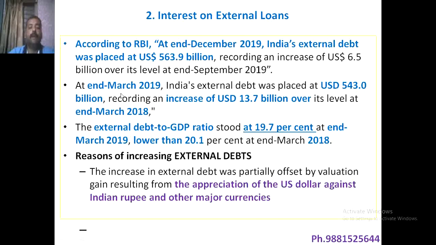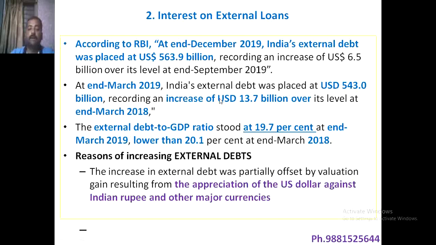Similarly, at the end of March 2019, India's external debt was placed at $543.0 billion. So compared with March 2018, the loan we had received by March 2019 was $13.7 billion more. If you deduct it, 543 minus 13 means nearly 530 billion dollars was the loan in March 2018. It increased to 543 in March 2019, and again it increased to 563.